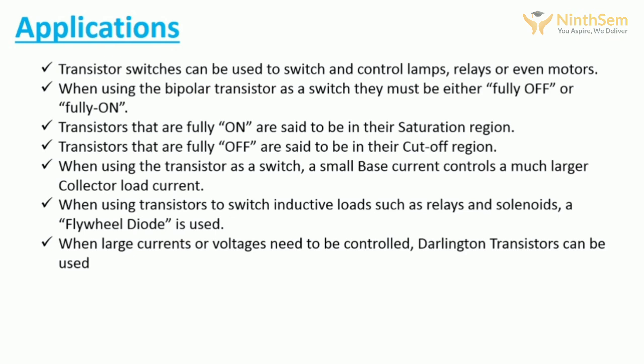When using the transistor to switch inductive loads such as relay circuits and solenoids, we need to use a flywheel diode for protection. When larger currents and voltages need to be controlled, Darlington transistors can be used. In the sense that a Darlington has more gain.